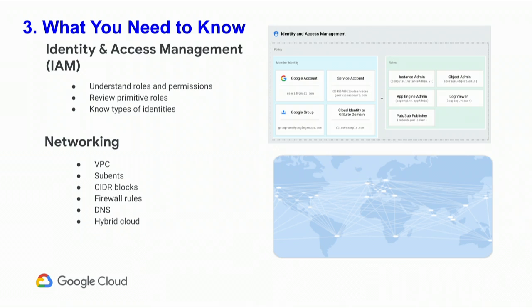On the networking side of the world, the key things to know are virtual private clouds. You just need to understand what those are, and the component structures within them, like subnets and CIDR blocks, which are used to specify IP address ranges within the subnets. Firewall rules are important to know. Also understand different options when you're working with a hybrid cloud. How are you going to connect your on-premise network to Google Cloud? You want to understand things like direct peering and VPN.